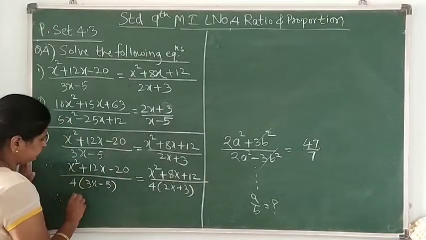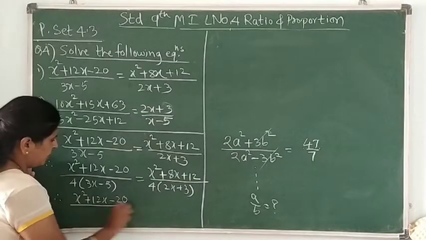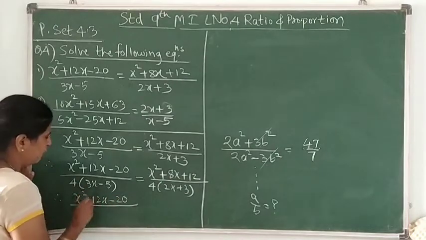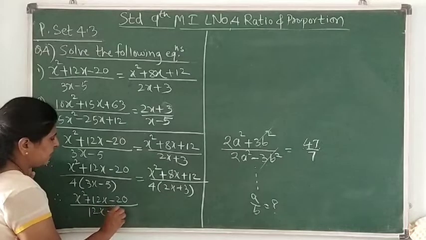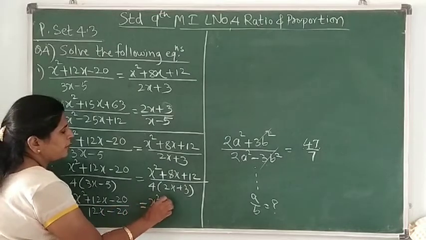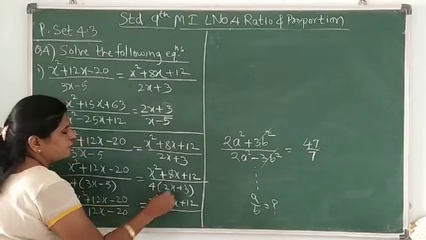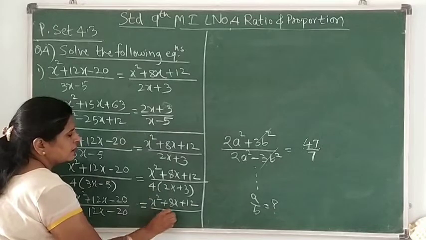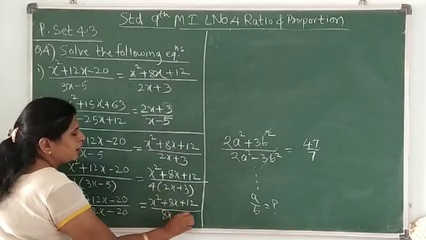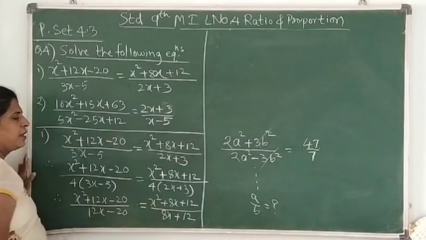Now let's write x square plus 12x minus 20. Multiply this by 4. As we know, we are going to get 12x minus 20 is equal to x square plus 8x plus 12, and by multiplying by 4 we will get 4 2s are 8x plus 4 3s are 12. Okay, so now these two terms are exactly the same in the numerator and denominator.